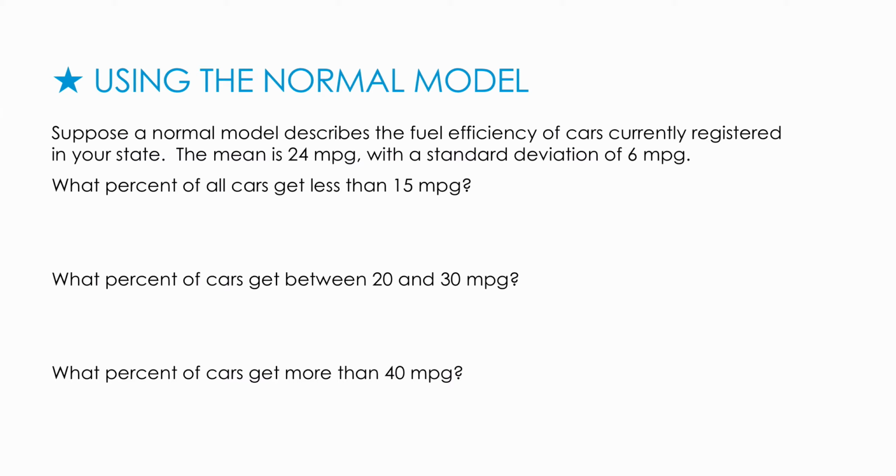So I'm going to go ahead and work through this using my z-scores. For my first one, I've got an observed value of 15 minus an expected value of 24 divided by my standard deviation of 6. So 15 minus 24 is negative 9 divided by 6 gives me negative 1.5. I know that I'm looking for less than, so I'm finding the probability that z is less than negative 1.5.